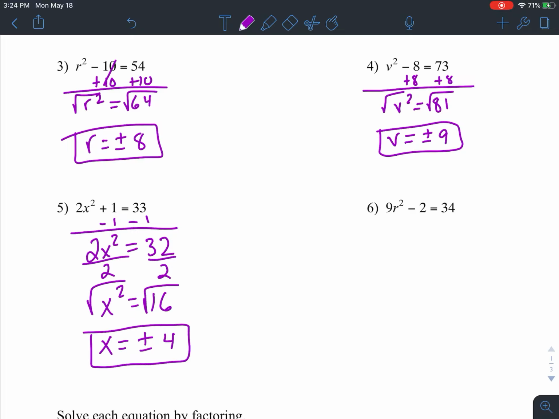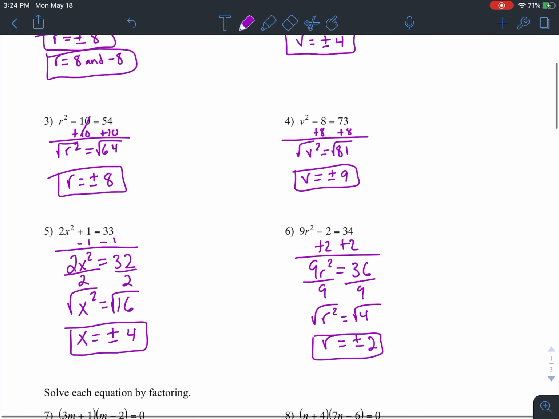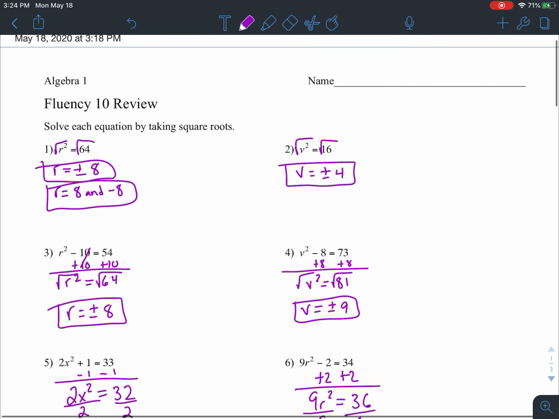Okay, and number 6, I need to add 2 to both sides first. I'm going to get 9r squared equals 36. Divide by 9. R squared equals 4. Square root both sides. R equals plus or minus 2. And there's your answer. Okay, so you will have 2 questions on your quiz just like this.